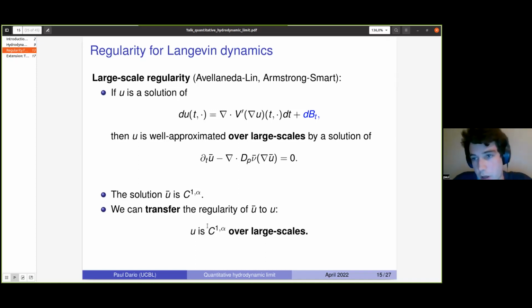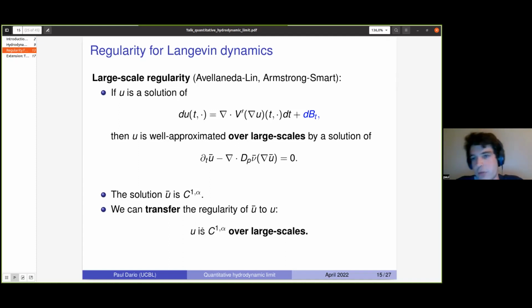This is an argument which has a long story in elliptic regularity. It started with a part of elliptic regularity called Schauder regularity. It was then used in homogenization, in the case of periodic coefficient fields, by Avellaneda and Lin 30-40 years ago, and in 2016 by Scott Armstrong and Charlie Smart, with important consequences. The idea is, if you take your system and zoom out a bit so that the law of large numbers starts to appear, then your function u is well approximated by a function ū which solves this equation, and thus has some regularity, and you transfer the regularity.